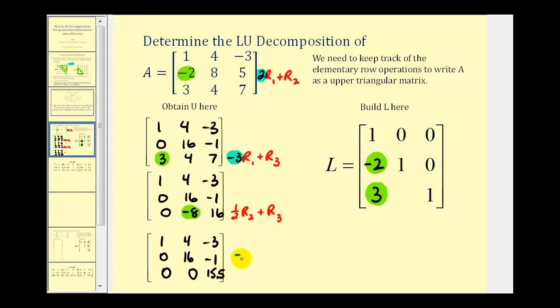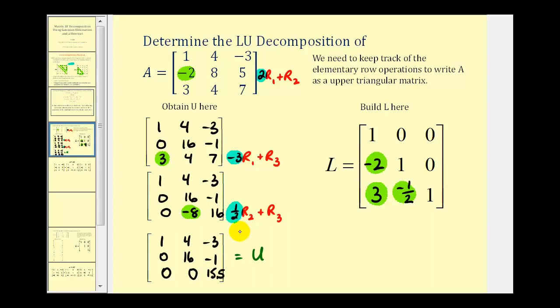Notice how we now have an upper triangular matrix. We'll call this matrix U. And then to complete our lower triangular matrix, notice how our multiplier in this case was positive 1/2 to obtain a 0 in row 3, column 2, where this position here, the opposite of positive 1/2 is negative 1/2.